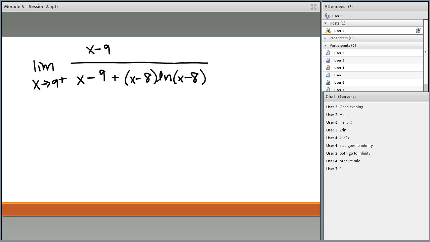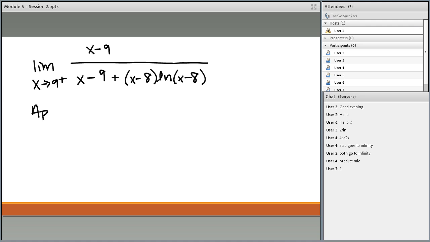So at this point, again, if I try to do a direct substitution, I'm still going to end up with 0 over 0, because I have 0 in the numerator, and then I have 9 minus 9 plus 1 times 0, so I have 0 in the denominator as well. So at this point, I can try to apply L'Hopital's rule again.